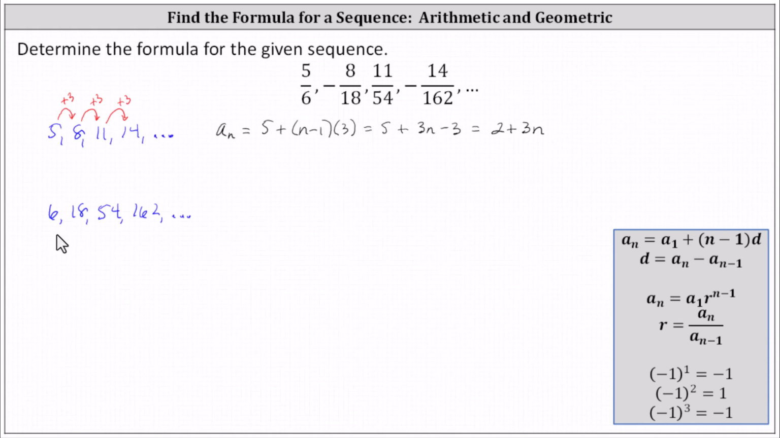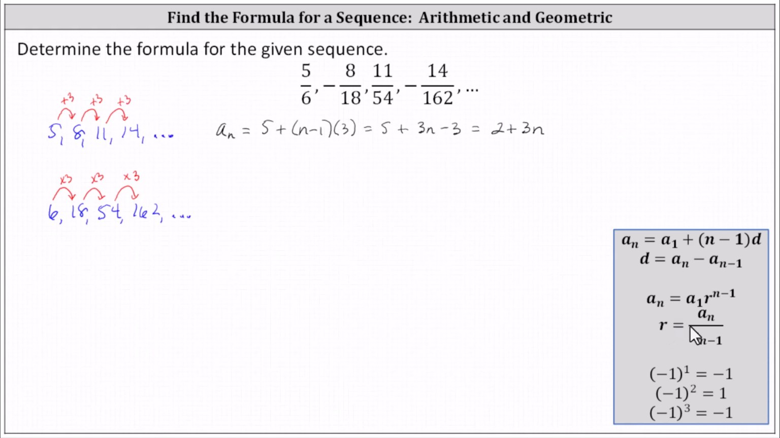Notice for this sequence, we have repeated multiplication. 6 times 3 is equal to 18. 18 times 3 is 54. 54 times 3 is 162. Because we have a pattern of repeated multiplication, this is a geometric sequence where the common ratio r is equal to 3. This indicates we can use the formula a sub n equals a sub 1 times r to the power of n minus 1, where again r is the common ratio.